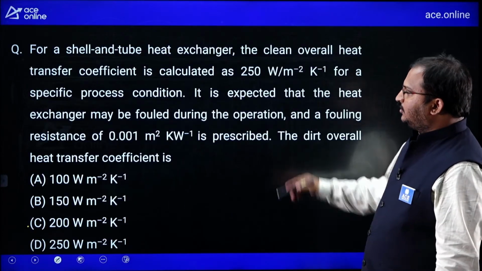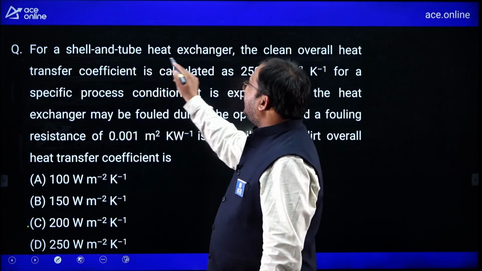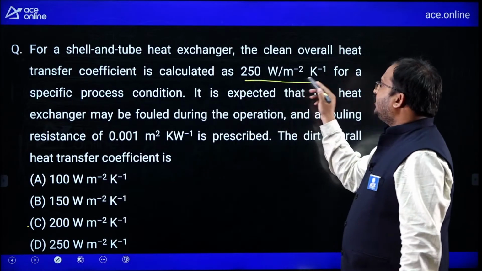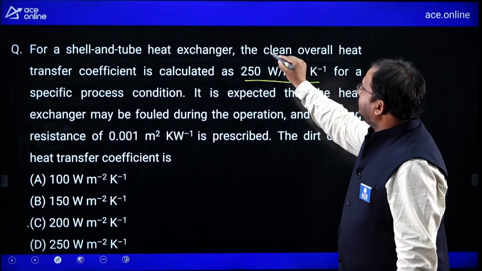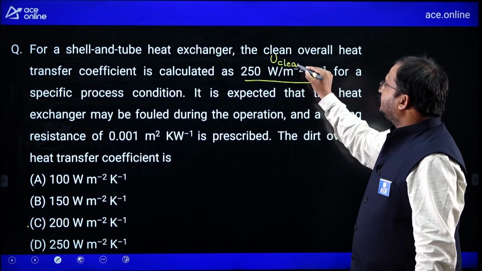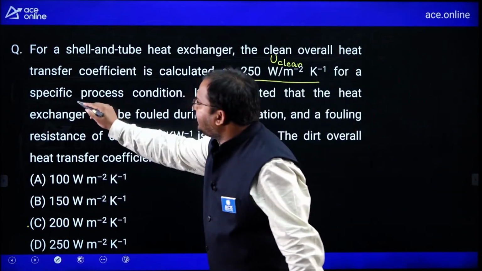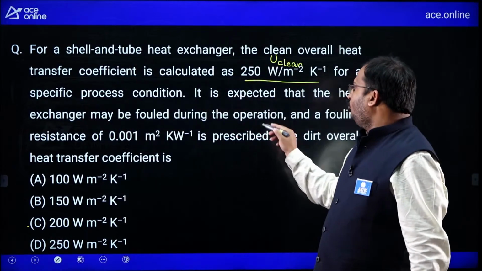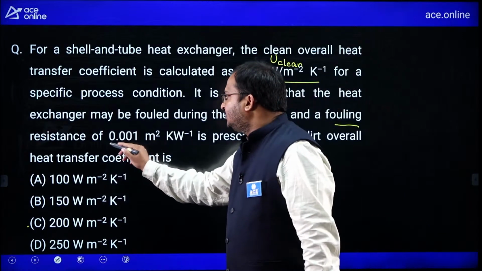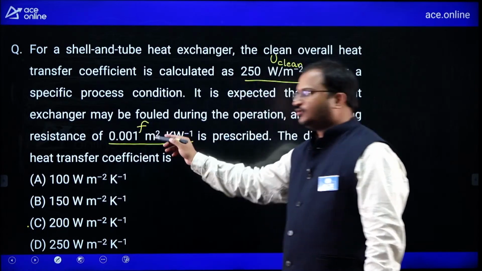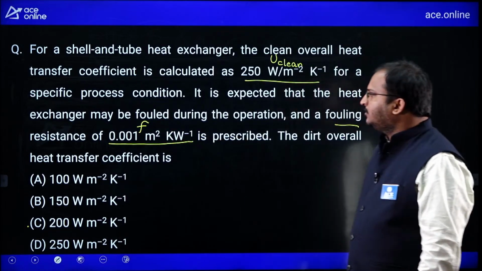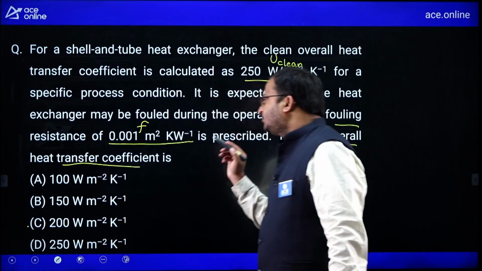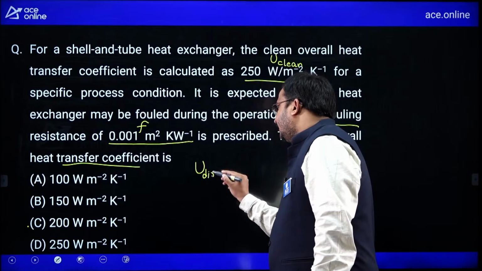Now next question. For a shell and tube heat exchanger, the clean overall heat transfer coefficient is calculated as 250 watt per meter square Kelvin. So let us take U clean. For a specific process condition, it is expected that the heat exchanger may be fouled during the operation and the fouling resistance. So fouling resistance F is 0.001 meter square Kelvin watt inverse is prescribed. The dirty overall heat transfer coefficient is. So U dirty we have to find.